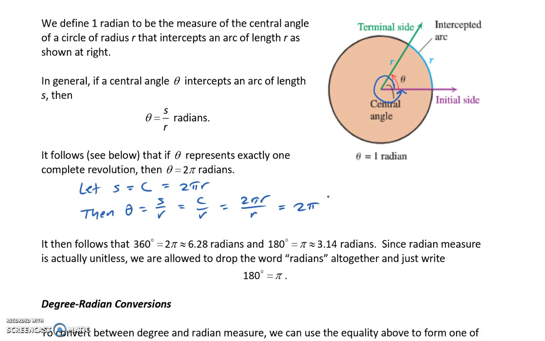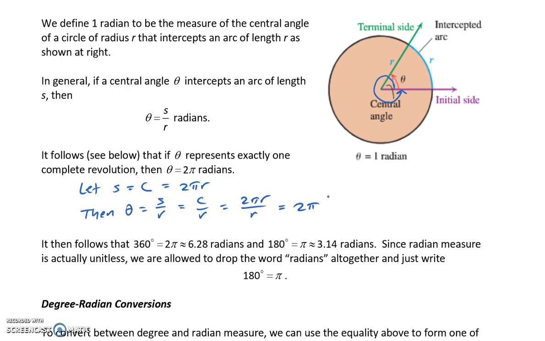So it then follows that 360 degrees, which is one complete revolution in degree measure, is equal to 2 pi radians. Now pi is about 3.14, so 2 pi is about 6.28. So we could also say that one complete revolution corresponds to an angle of a little bit more than 6 radians. We could also say, by dividing 360 equals 2 pi, dividing both sides by 2, 180 degrees equals pi, or approximately 3.14 radians.